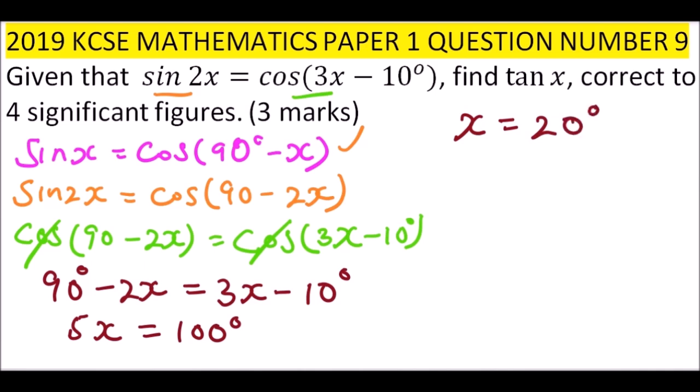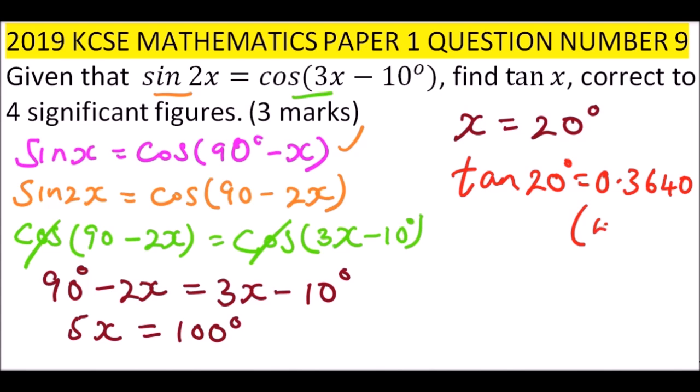So we are able to get the 20. Now, to get the tan of 20, tangent of 20 is equal to, you can use your calculator or your mathematical tables, and you get it is 0.3640, and this is to 4 significant figures, and with that you get yourself 4 marks. So the importance of having the knowledge of it, mastering these rules is very important, and that is what can help you to pass mathematics easily.